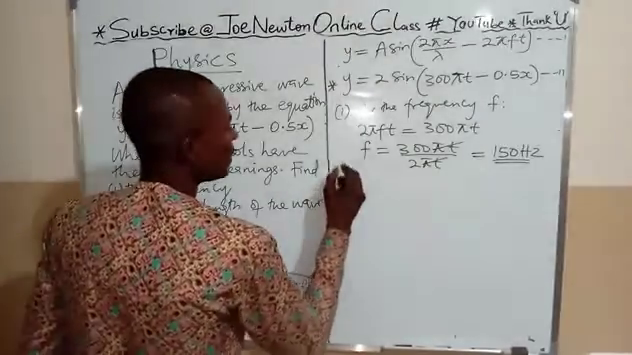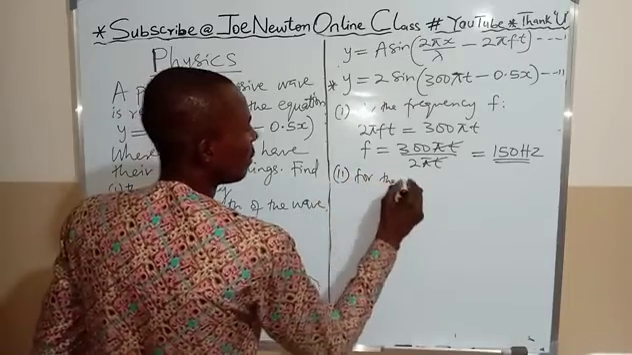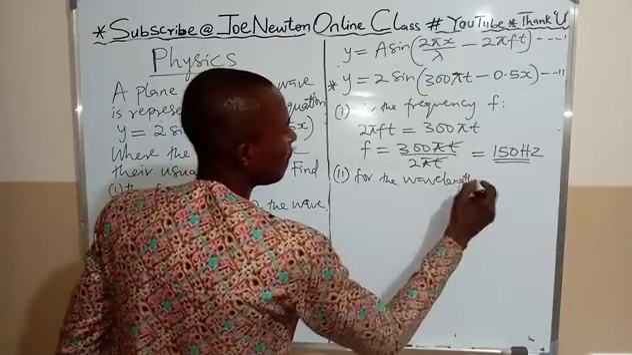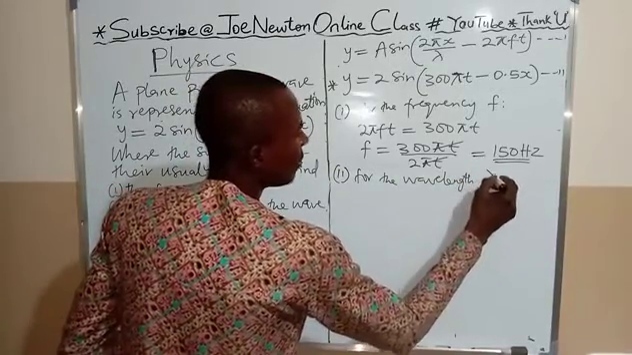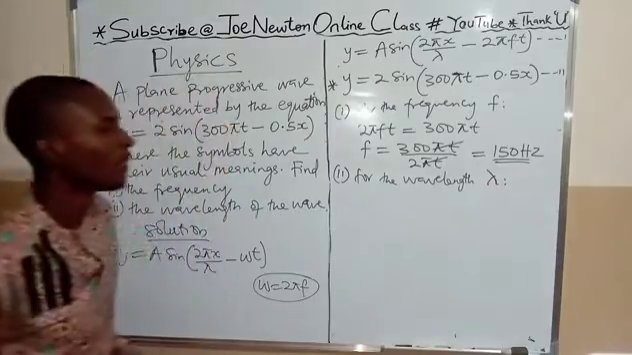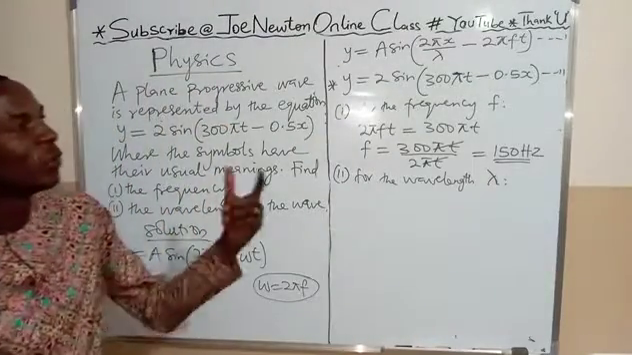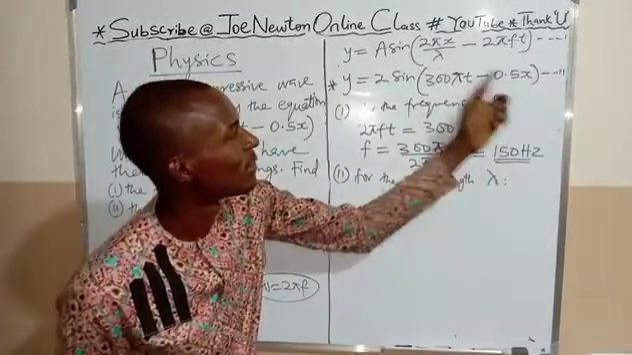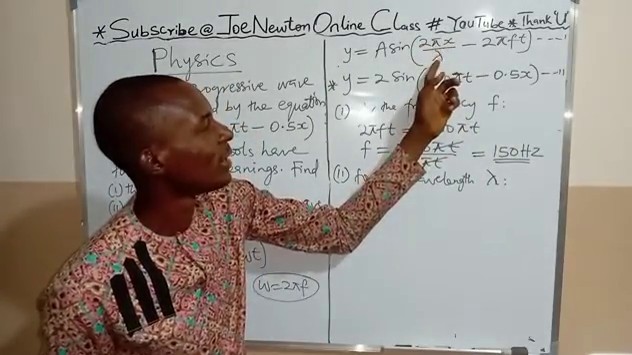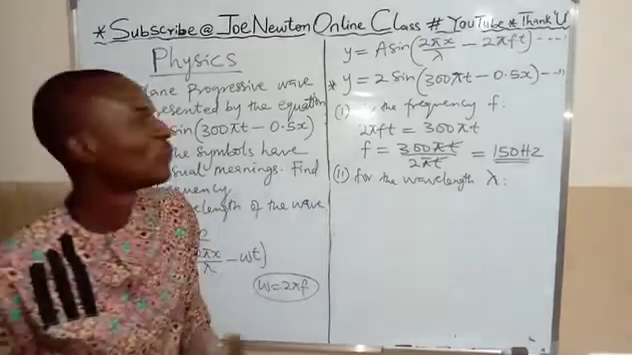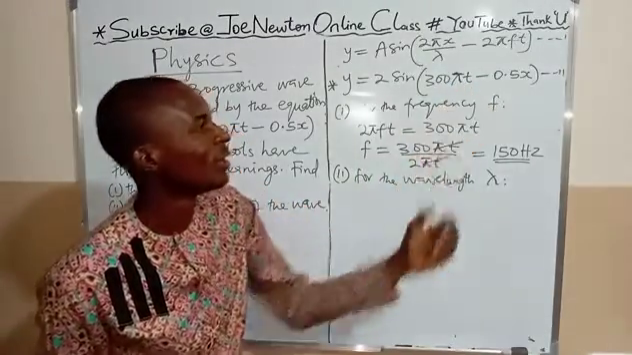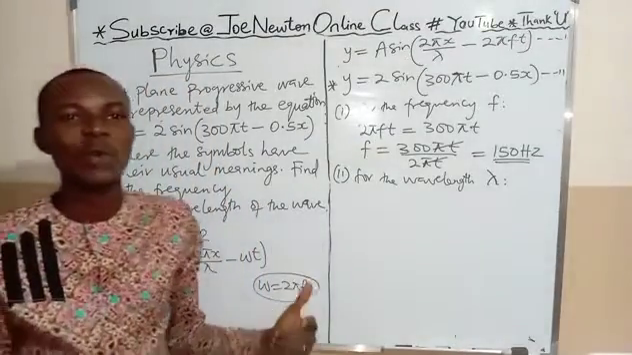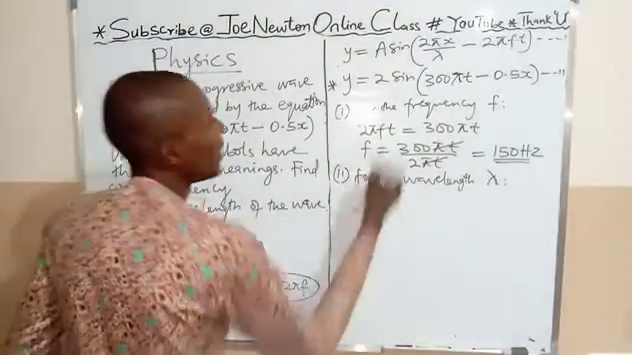For the wavelength, the symbol lambda, we also compare the other part of the equation that involves wavelength, which is 0.5 x and 2 pi x over lambda. Please do not be confused by this negative sign here or the arrangement in the bracket. It just symbolizes the direction of the wave.